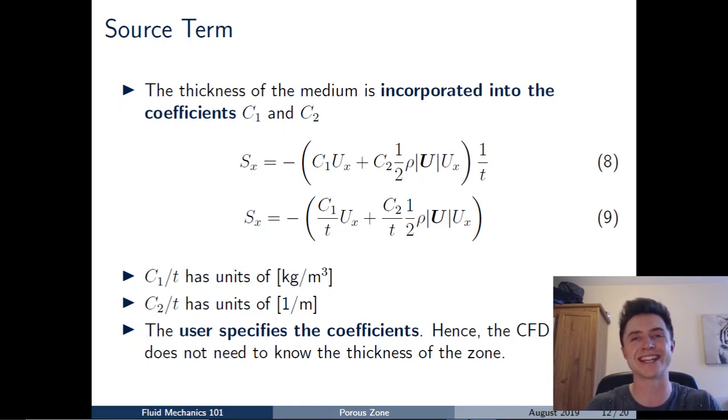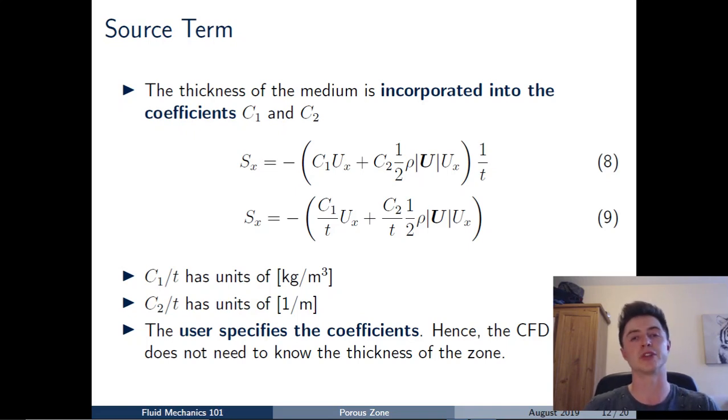So if we divide C2 by the thickness in the x direction T, we see that C2 over T has units of 1 over meters. Now C1 is a little bit more tricky because U has units of velocity, meters per second, whereas the source has units of force per unit volume. With some playing around with units, which I'm not going to go through here, you can easily do it yourself if you want to, we find that C1 over T has units of kilograms per meter cubed.